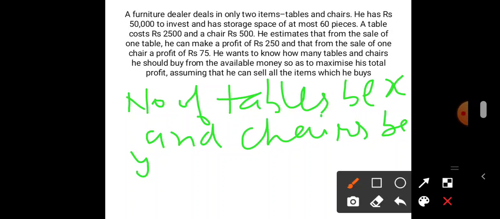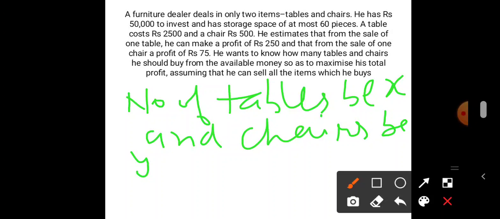his profit will be, because on one table the profit is 250, on x tables the profit will be 250 into x, and the profit on one chair is rupees 75, and on y chairs will be 75 into y. The total profit will be 250x plus 75y, which he wants to maximize, and which is called the objective function, which we will discuss later on.